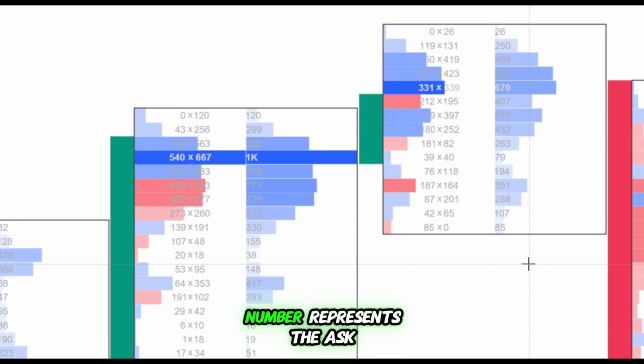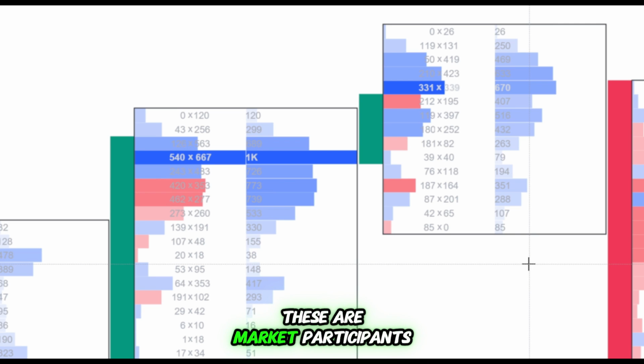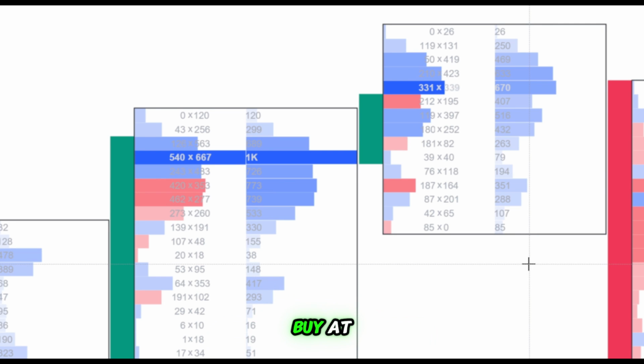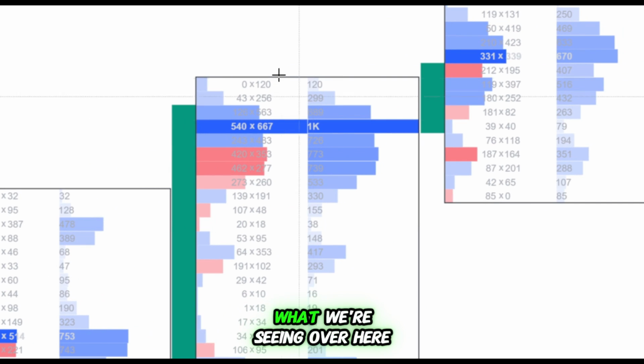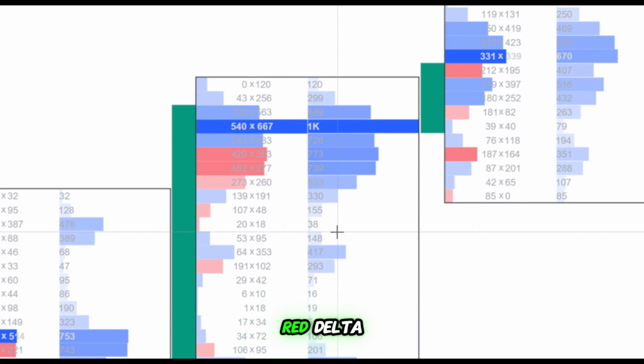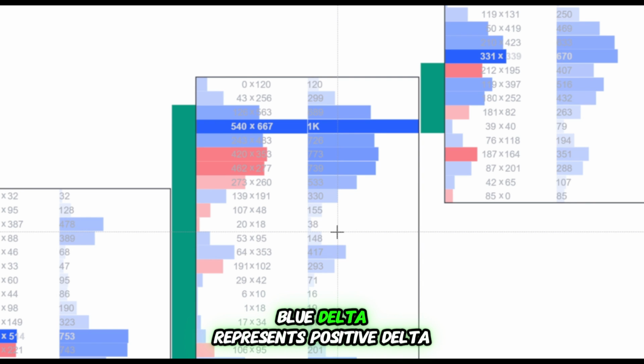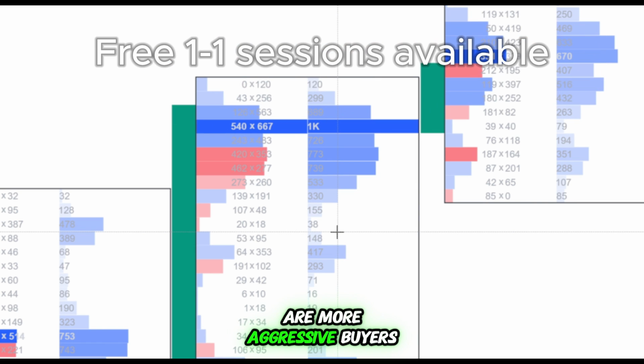Of course, the right number represents the ask, which is the opposite. These are market participants who are aggressively looking to buy and hence drive price higher. If we consider the last candle before, we're seeing blue delta and red delta. Again, quite self-explanatory: blue delta represents positive delta. This means there are more aggressive buyers than aggressive sellers for that particular price point. What I don't want people to get confused about is that there are more buyers and sellers at a specific level. No, that is not correct. There are more aggressive buyers than aggressive sellers at that particular price point.